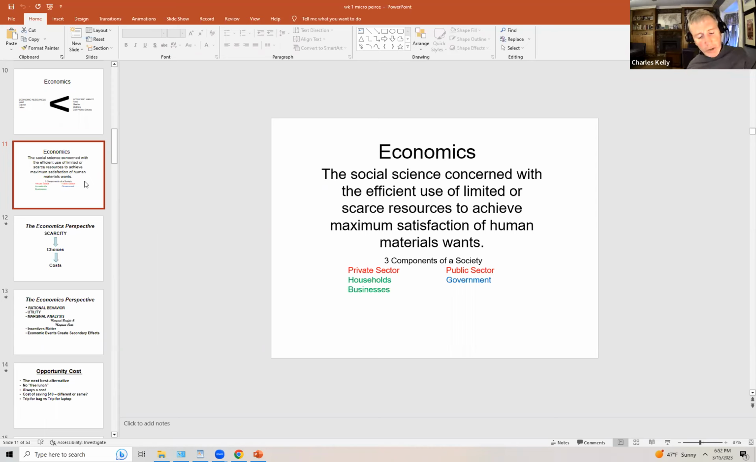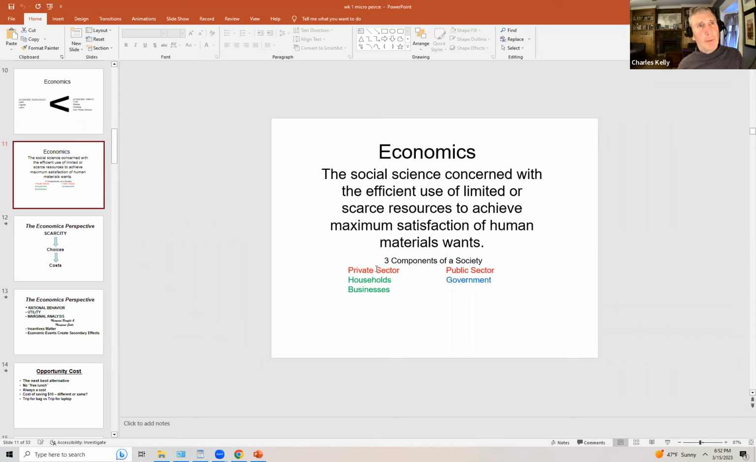So every society is broken into three different components: households, businesses, and government. And we subdivide these into two sectors. So the private sector, you often hear that when you read the paper, or you hear CNBC, or the New York Times. The private sector of the economy, spending was up such and such this quarter.